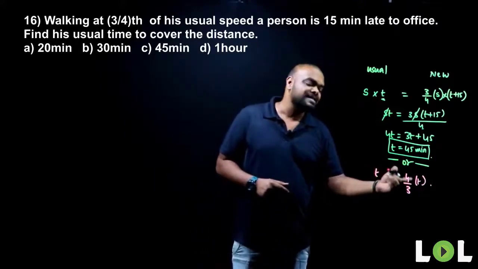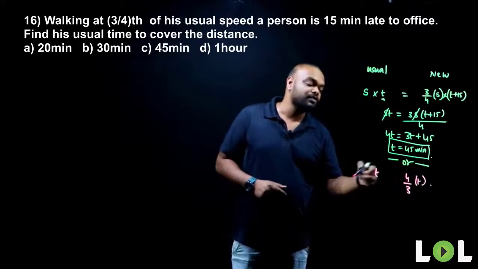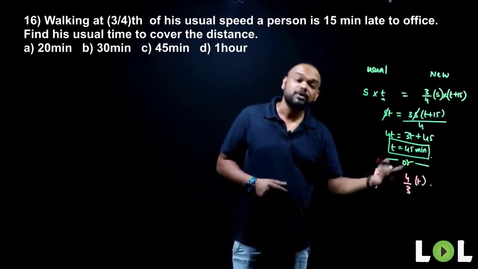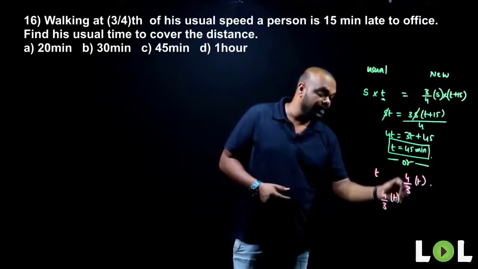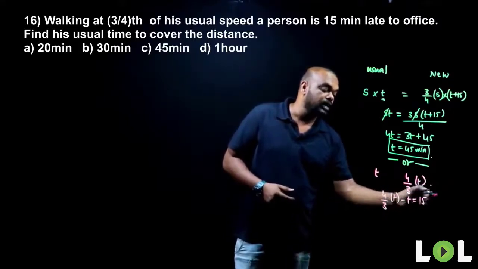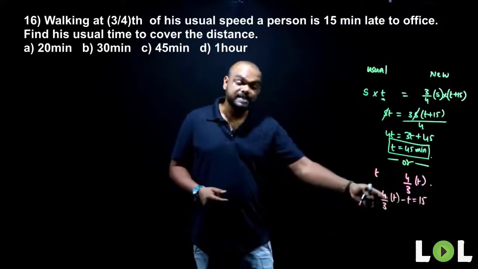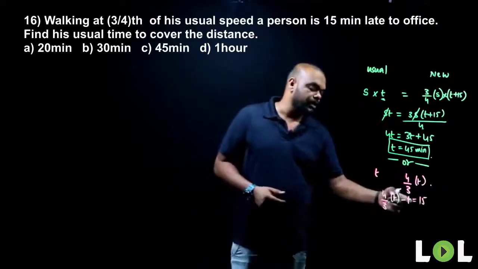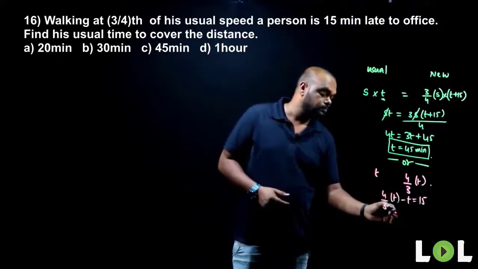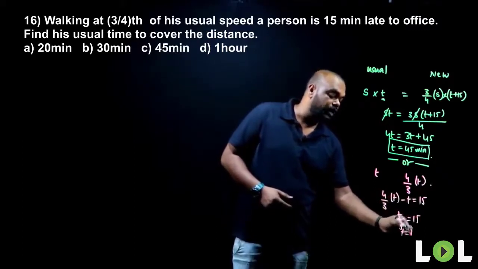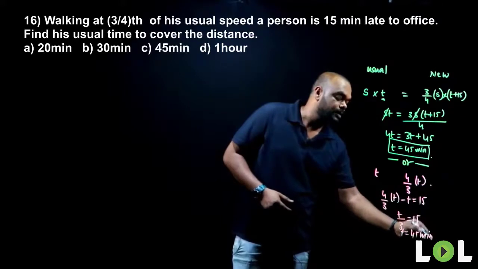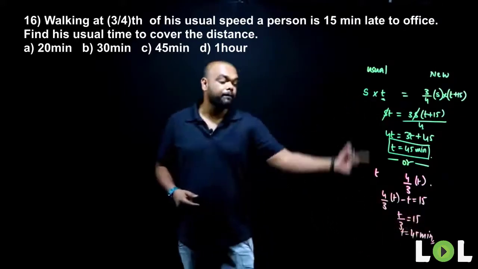So we know that here he is taking 15 minutes more. It means the difference between these two is 15 minutes. As simple as that. What do we get? 4/3 of t minus t equals 15 minutes, because here he is taking 15 minutes more. If we solve this, we will get t by 3 equals 15, t equals 45 minutes. Much simpler answer. t equals 45 minutes. Much simpler compared to the other method.